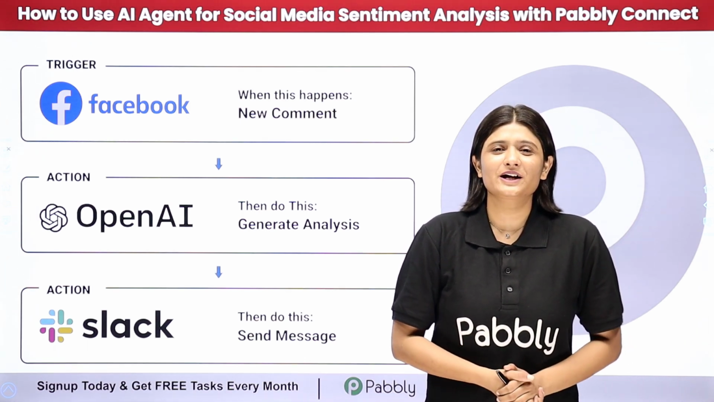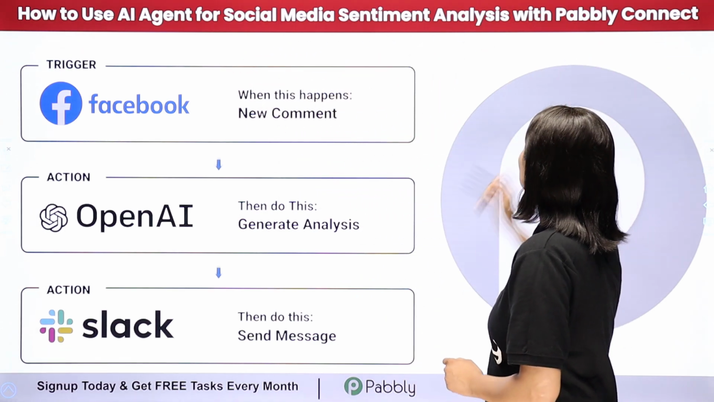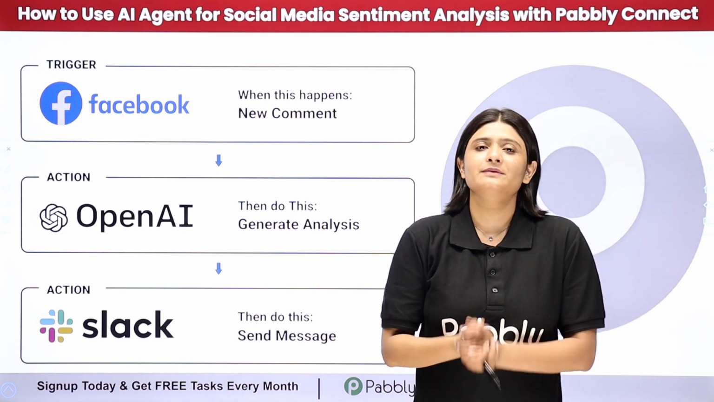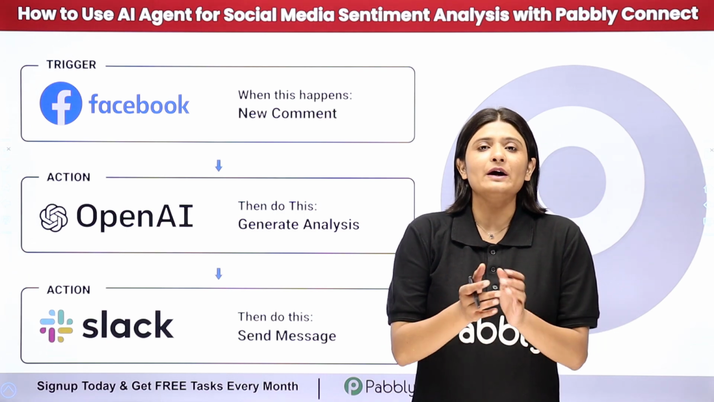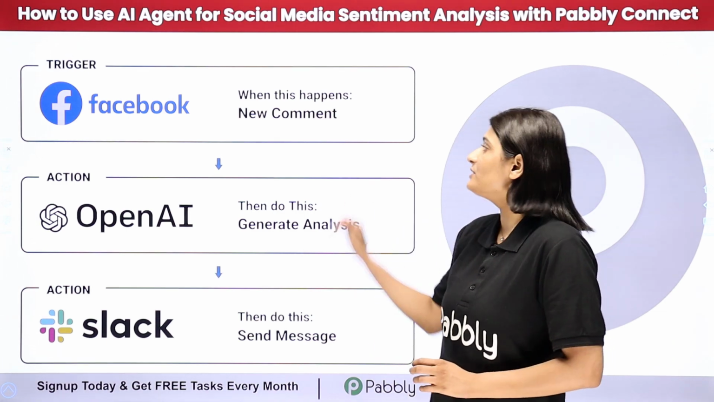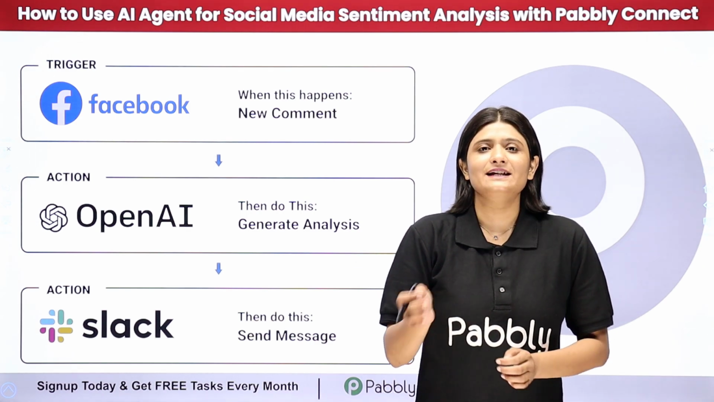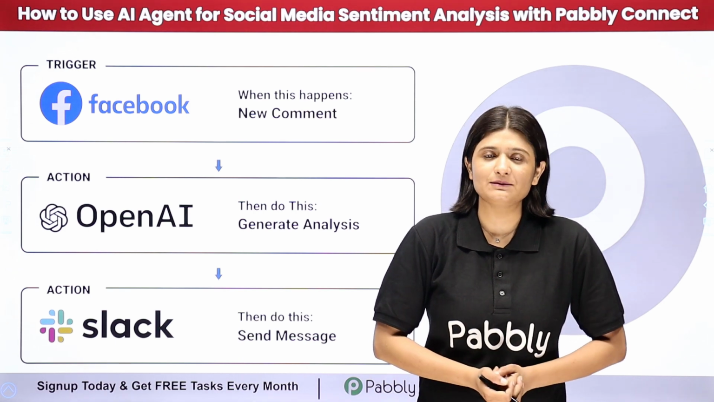In this video, we are going to learn how to use an AI agent for social media sentiment analysis with Pabbly Connect. So let's suppose I'm running an online business and I'm receiving many comments on my Facebook page. Now I want that as soon as someone comments on my Facebook page, this should be automatically analyzed with the help of an AI agent and it should be automatically sent to my team on Slack.